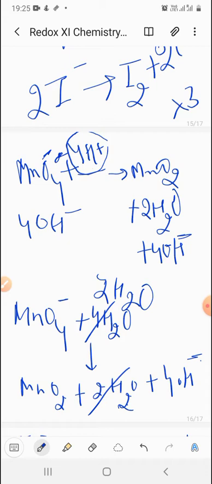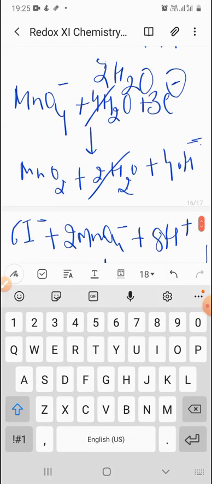But now look at the charges. Here 1 negative charge and here 3 negative charge. To balance the charge, here you have to add the 3 electrons. Fine. Now this is balanced. It is in the basic medium. This is the balanced equation.